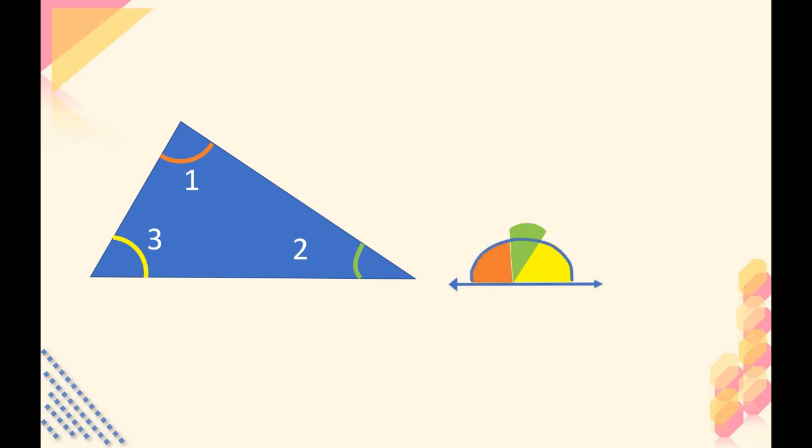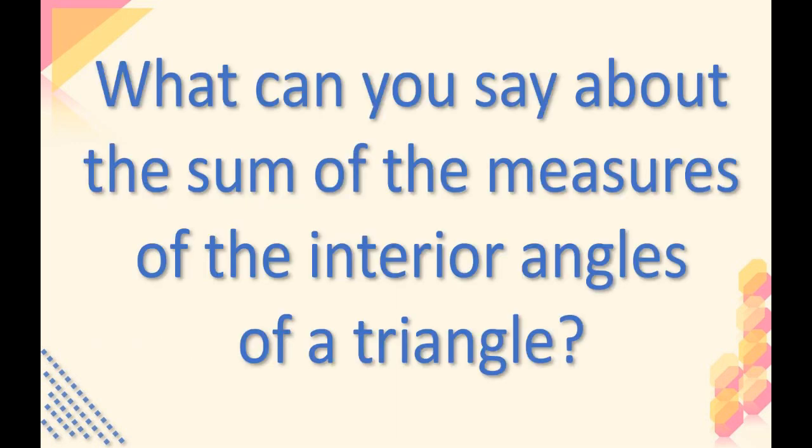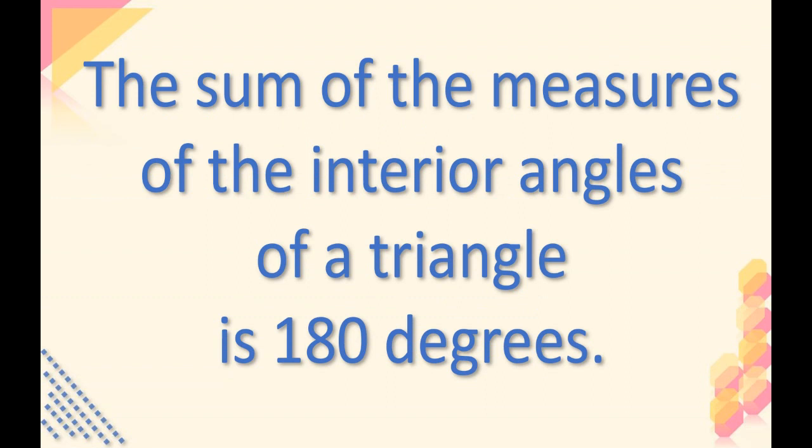So if these angles formed a straight angle, what is the sum of their measurements? The sum is 180 degrees. Therefore, what can you say about the sum of the measures of the interior angles of a triangle? The sum of the measures of the interior angles of a triangle is 180 degrees.